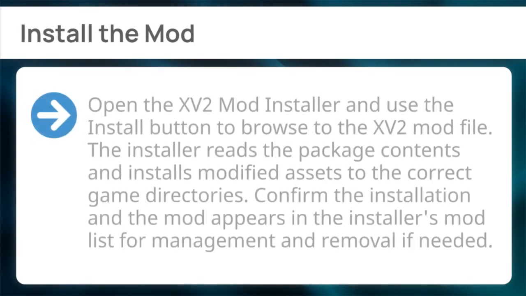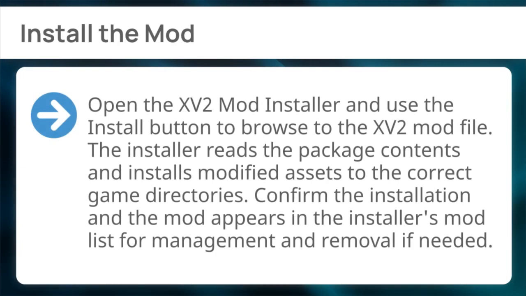Next, install the mod. Open the XV2 Mod Installer and use the Install button to browse to the XV2 mod file. The installer reads the package contents and installs modified assets to the correct game directories. Confirm the installation, and the mod appears in the installer's mod list for management and removal if needed.